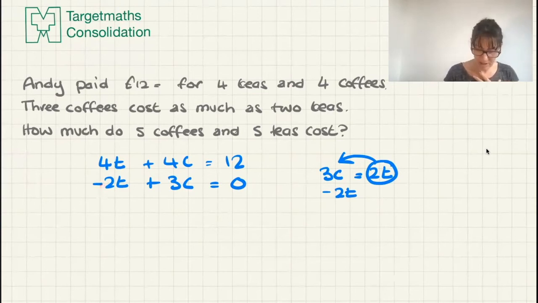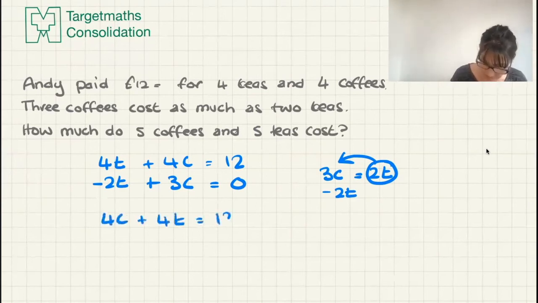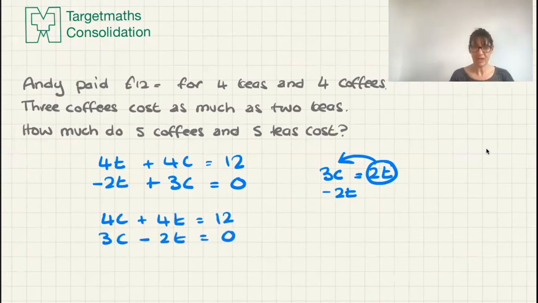So I'm now going to decide that the sensible thing here is to just switch the coffees and the teas around. So instead of starting with the teas, I'm going to start with the coffees. So I've got 4 coffees plus 4 teas equaling 12. I've got 3 coffees minus 2 teas equaling nothing. And that way I can just go now in my normal way of doing my simultaneous equations. You may very well have started with the C's at the beginning anyway, because we're just problem solving. So we're doing it in the way that we see it, aren't we?